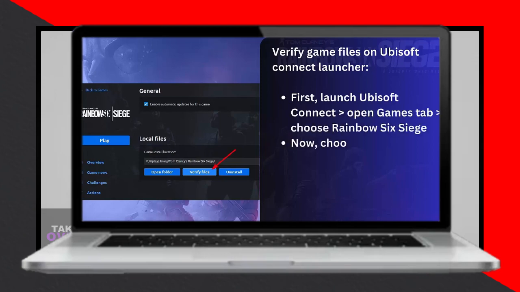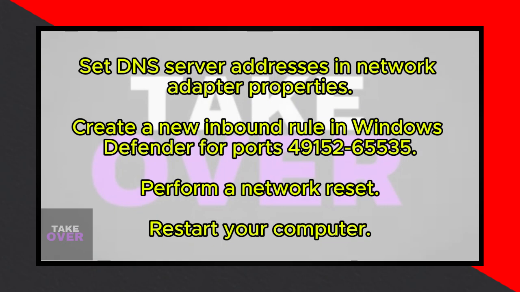Input 8.8.8.8 as the preferred DNS server and 8.8.4.4 as the alternate DNS server. Then click OK to save the changes.